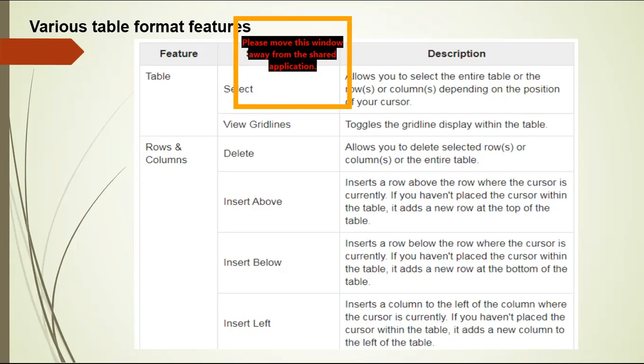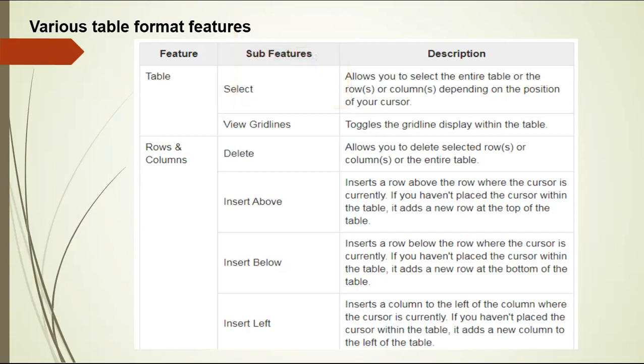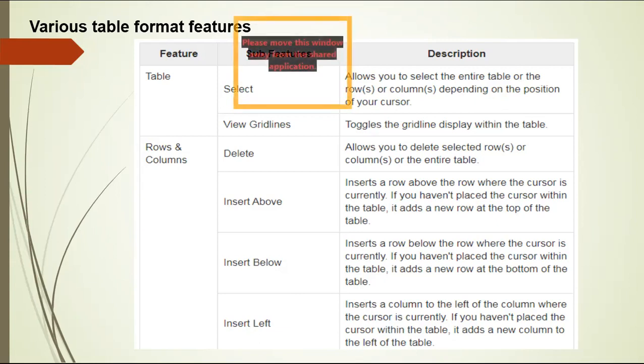So ibig sabihin, select natin lang yun. Okay? Select, then right click or just press the delete key. Okay? Kung mas maganda kung right click na lang para mamili kayo kung ano yung gusto nyong gawin sa table nyo. Okay? And insert above. Insert a row above the row. Yan. Where the cursor is currently. If you haven't placed the cursor within the table, it adds a new row at the top of the table.